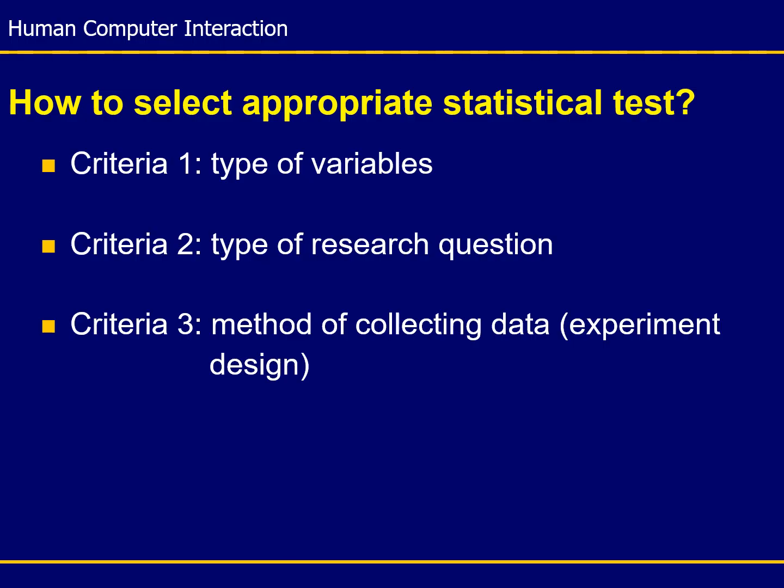Now, to select an appropriate statistical test, you need to consider three things. The first one is the type of the variables you're working with. We said we have independent variables, which are the variables you manipulate in an experiment. And you have the dependent variables, which are the variables you measure from the participant. That's why it's called dependent. It's dependent on the performance of the participants.